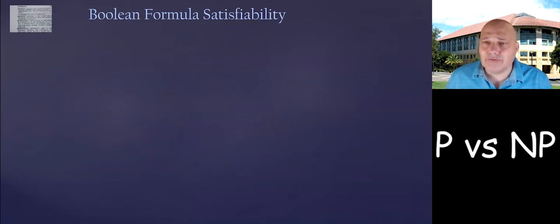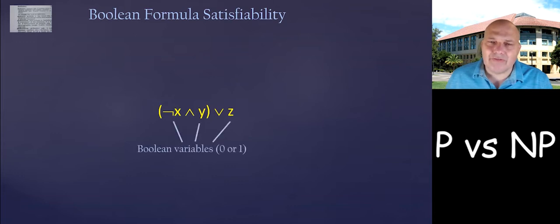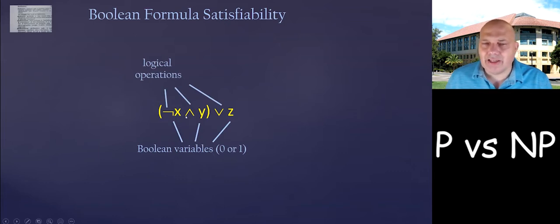One that will be important for us very soon, when we'll try to show that some problems are particularly hard within NP, is Boolean formula satisfiability, or in short, SAT for satisfiability. So a Boolean formula has variables x, y, z. They have logical operations like negation, and, or. And they have parentheses to determine the order of computation.